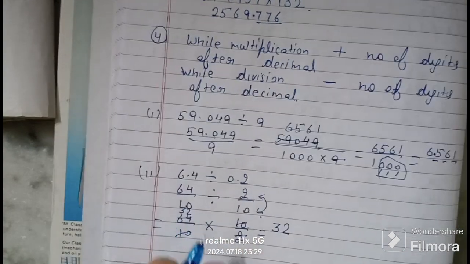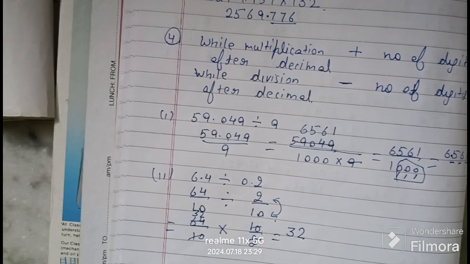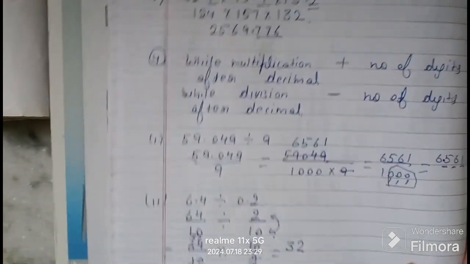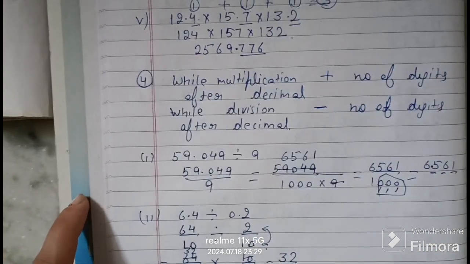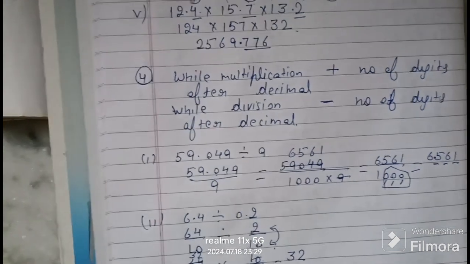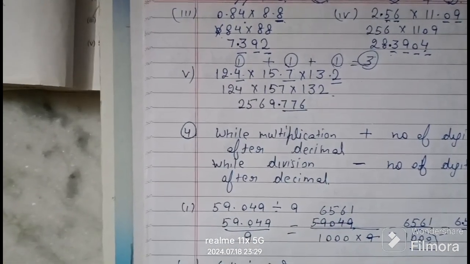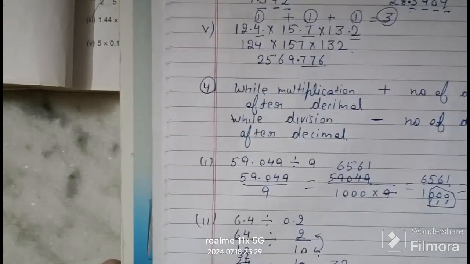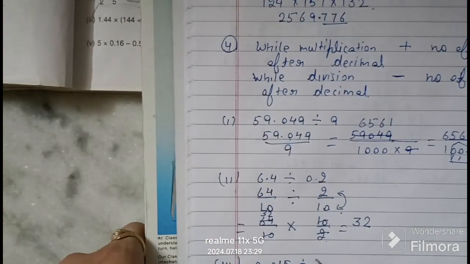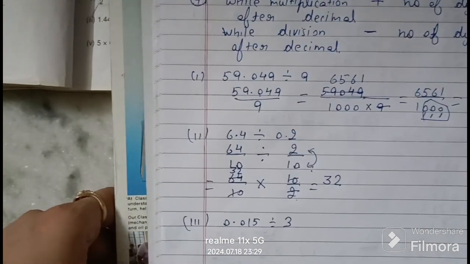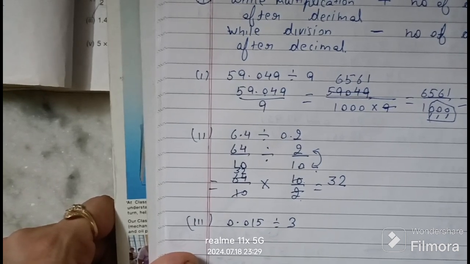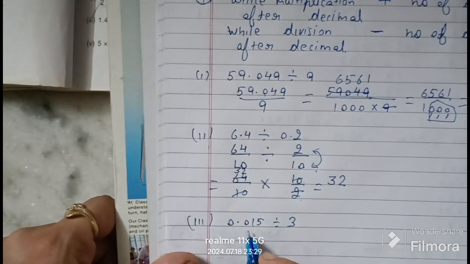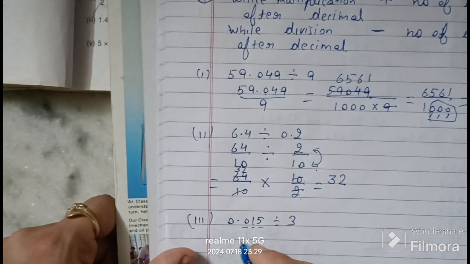That is the third part. The statement is 0.015 divided by 3. Okay. So I'm going to repeat the same process. How many digits are there after the decimal point? 1, 2, 3. So I have to put 3 zeros in the denominator. 15 is as it is, divided by 3.